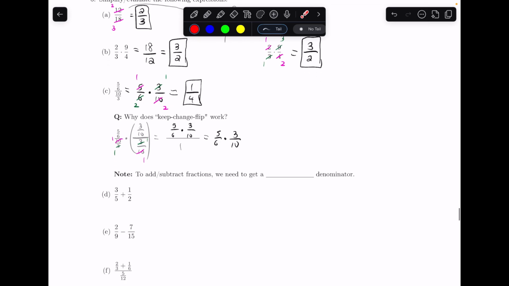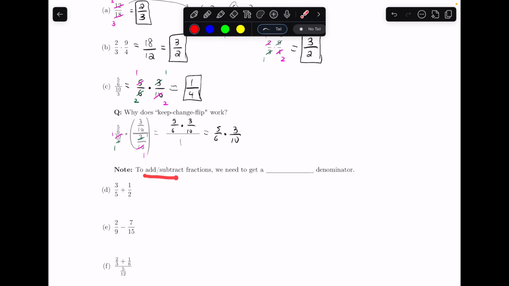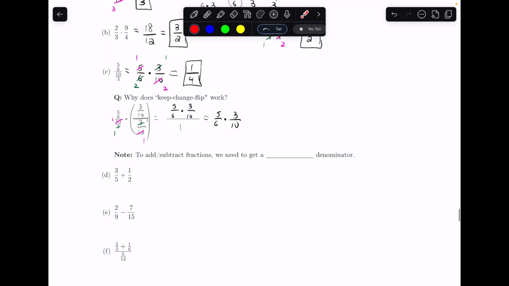Okay, so what about adding and subtracting fractions? To do that, we have to get a common denominator. Gotta get a common denominator. So what I'm allowed to do is, when I'm adding 2 fractions with different denominators like this, I am allowed to multiply each fraction on the top and bottom by something, as long as what I'm multiplying by is the same on the top and on the bottom. So I can do that for the first fraction and the second one.